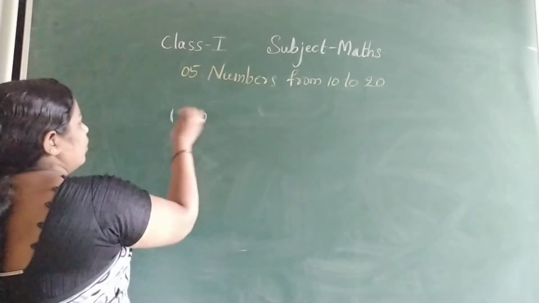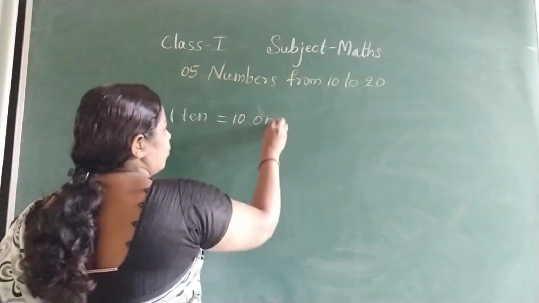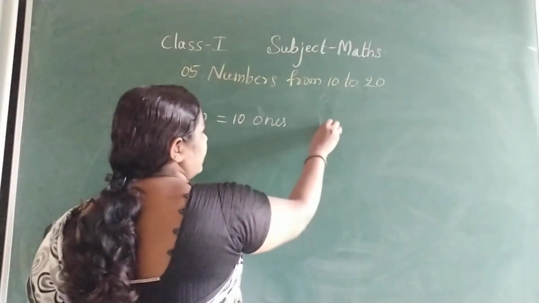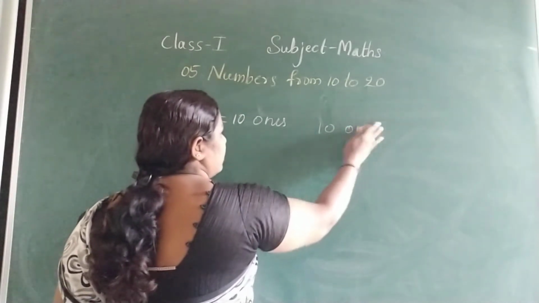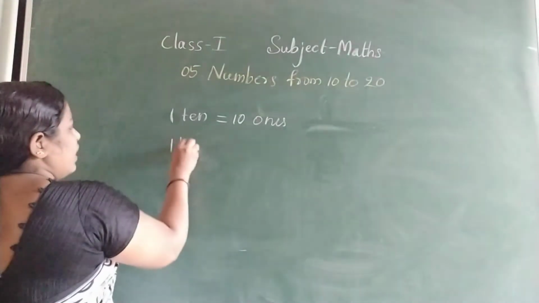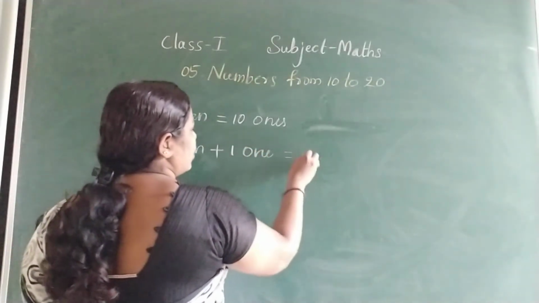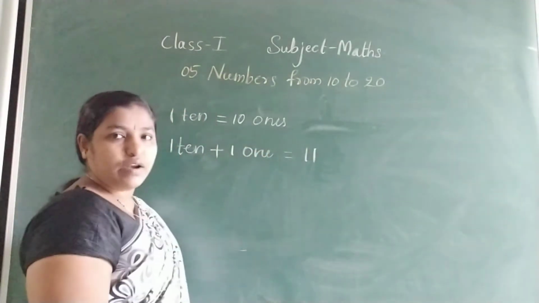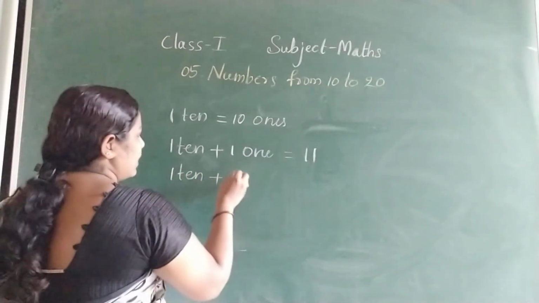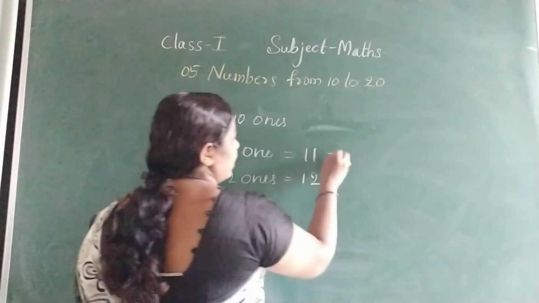1 ten is equal to 10 ones. 1, 2, 3, 4, 5. Like this, if 10 ones have become, that is equal to 1 ten. So 1 ten plus 1 is equal to 11. Got it? 1 ten plus 2 ones is equal to 12.